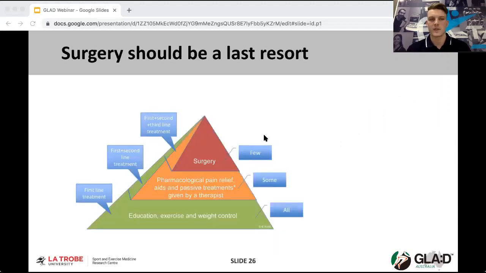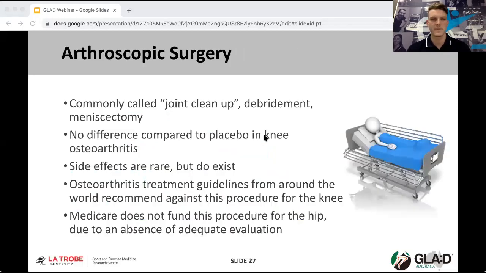Alrighty, so in terms of surgery, it should be reserved only for people not responding to first and second line treatment. So it's the final stage and the final thing that we should turn to after trying out the first 2 stages. Alrighty, so let's have a bit of a chat about arthroscopic surgery.